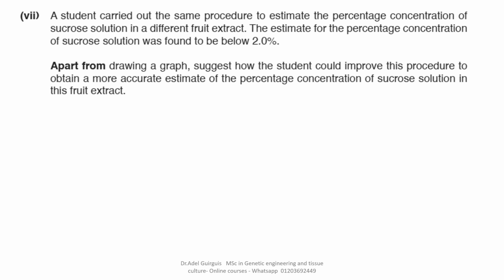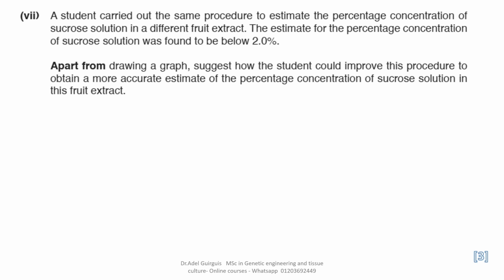Now apart from drawing a graph, suggest how the student could improve this procedure to obtain a more accurate estimate of the percentage concentration of sucrose solution in this fruit extract. How could the student improve? For sure, as the estimate of this unknown concentration of sucrose is below 2%, there is no need to prepare large concentrations like 5, like 4, like 3, even 2. So we need smaller concentrations than 2.